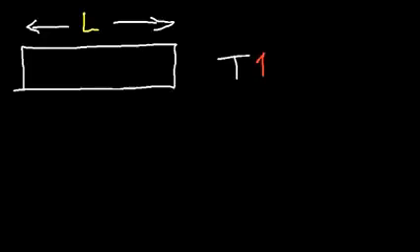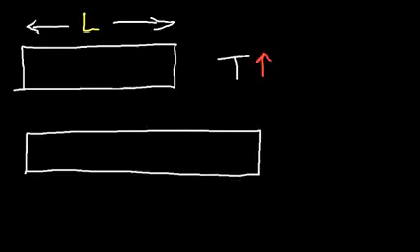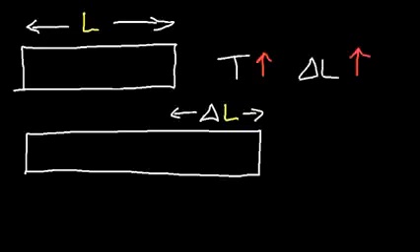Whenever you increase the temperature, a solid will expand. It's going to get bigger, and if you cool it, it's going to contract. It will get smaller. So if we raise the temperature, this bar will increase by an amount called delta L, which represents the change in length. So as you increase the temperature, delta L increases. If you decrease the temperature, delta L will be negative. It will contract. So the bar will be smaller if you cool it.